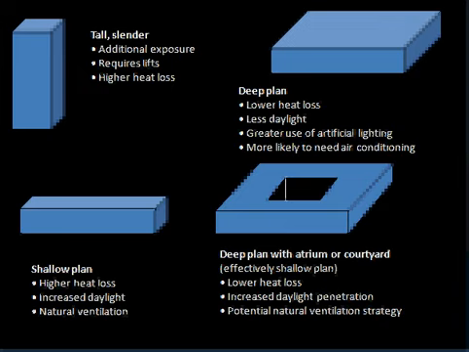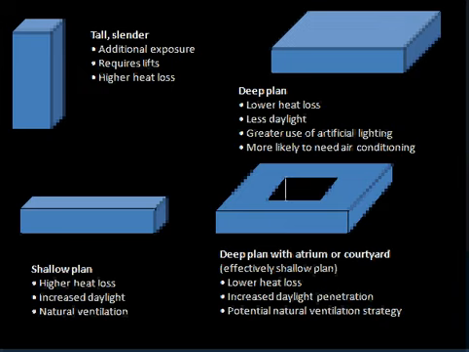In terms of the built form, here we've got tall, slender. We've got quite a large exposed area. We require lifts, quite high heat loss. Shallow plan, low rise, higher heat losses but increase in daylight, natural ventilation. Deep plan spaces have low heat losses. The perimeter is quite small in comparison to the volume enclosed, but there is much less daylight.